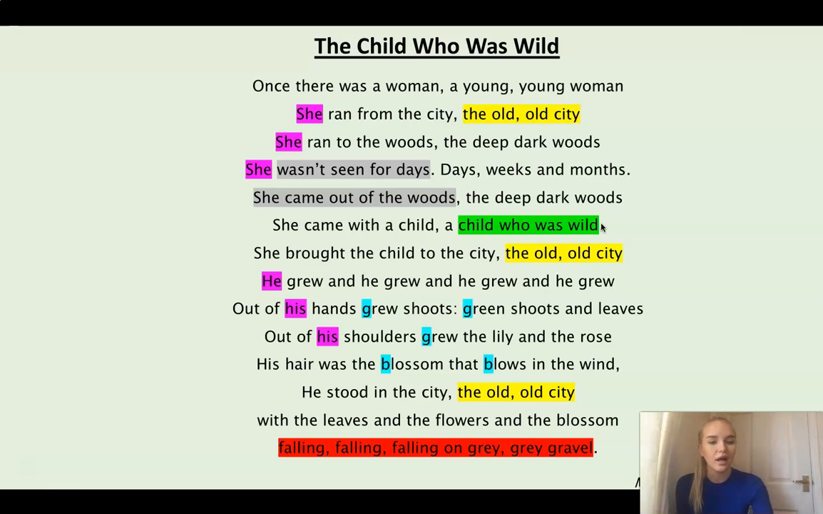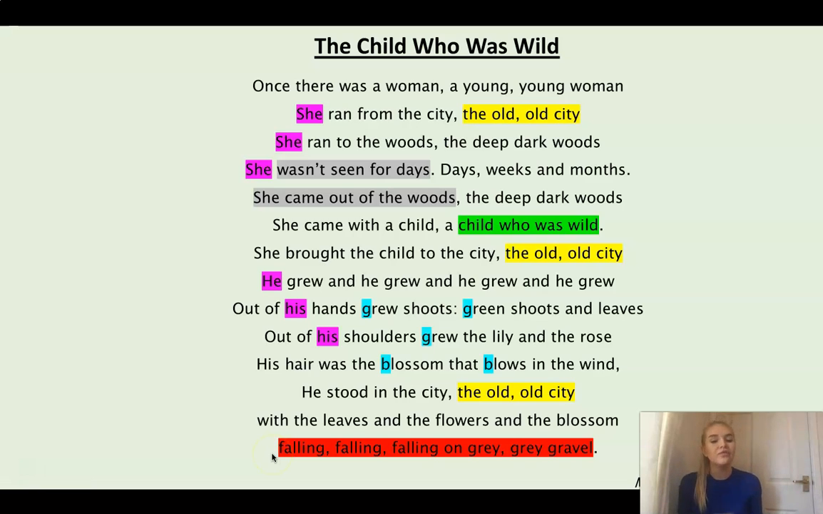"She came with a child who was wild": this rhythm, I really like that too. You've got lots of alliteration and assonance here. "Out of his hands grew shoots, green shoots, grew the lily, the blossom that blows." It makes it read really nicely, and it gives the reader a picture in their mind, which also creates imagery. And finally I've got here "falling, falling, falling on grey, grey gravel."